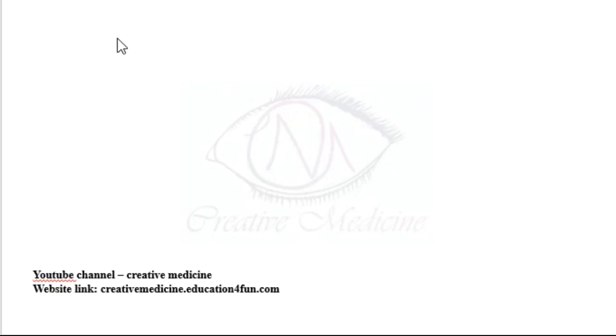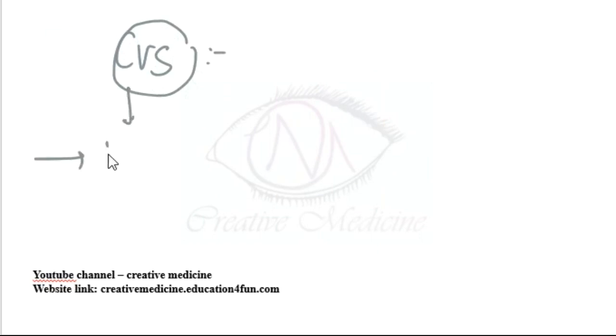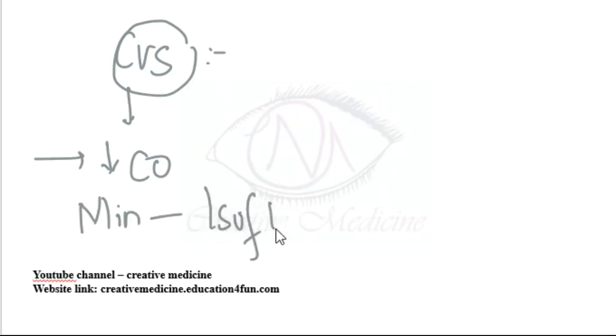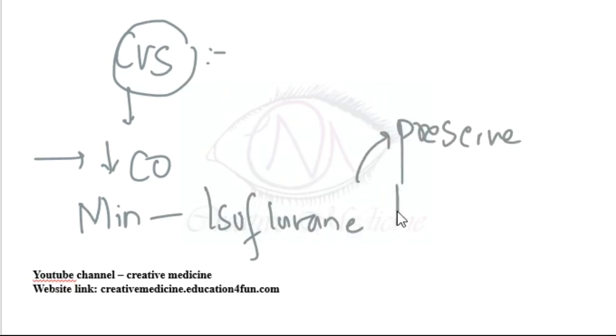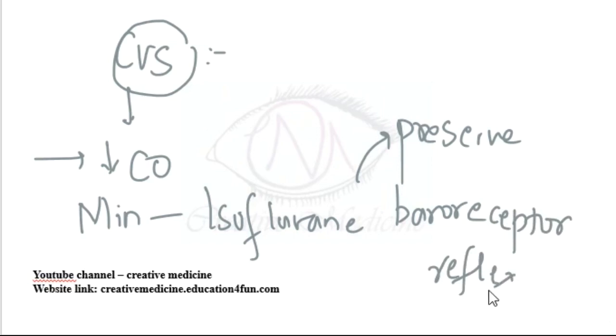Effect of inhalational anesthetics on cardiovascular system. On cardiovascular system, the inhalational anesthetics will decrease the cardiac output. Minimum decrease in cardiac output is seen in isoflurane. So these will preserve the baroreceptor reflex. Whereas, these inhalational anesthetics also cause hypotension, and thus they will decrease the BP.